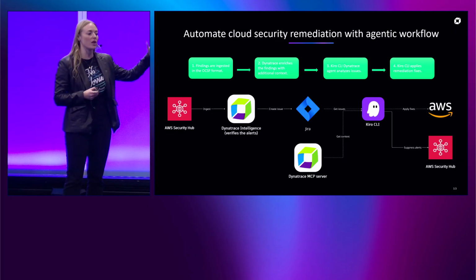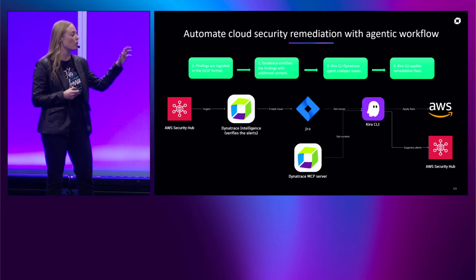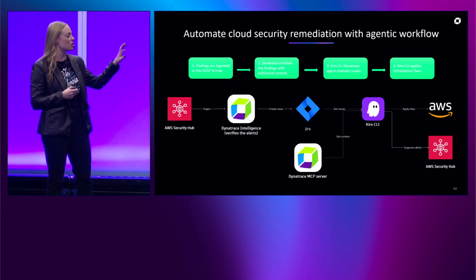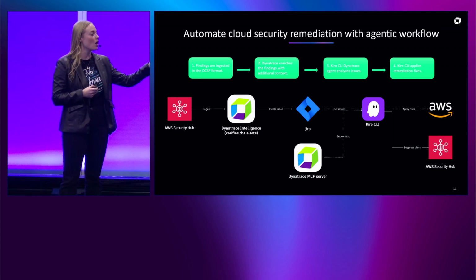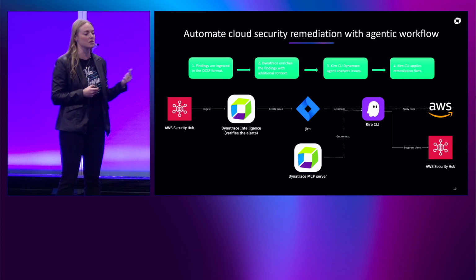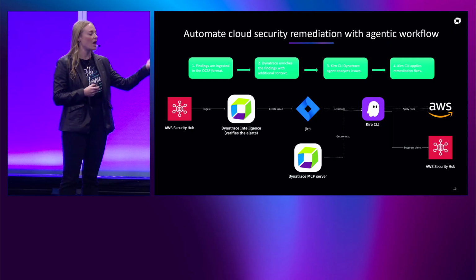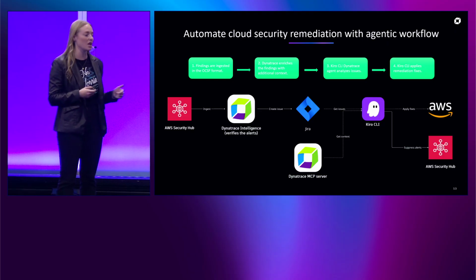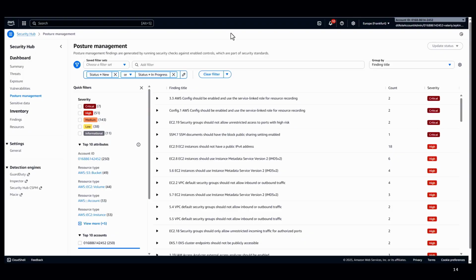That workflow will create that JIRA ticket that will basically roll up all of those high priority issues for one agent to action on. And then using Dynatrace MCP server and Kiro CLI, we're able to actually apply those fixes automatically. Right? So think about an agent running natural language to remediate these issues automatically, and then having those issues closed in AWS Security Hub, and then ultimately closed in Dynatrace. So let's take a look at this live.